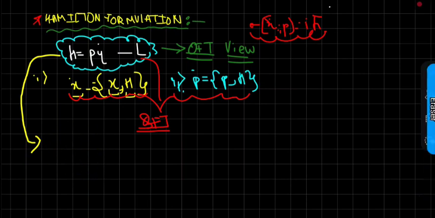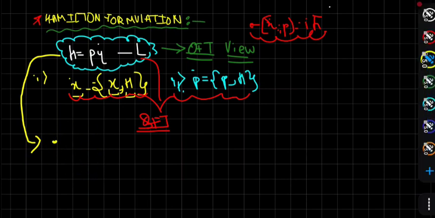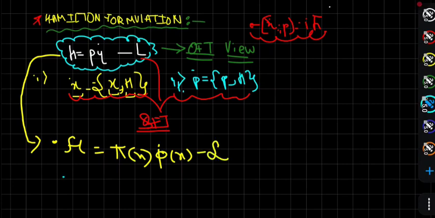This is not a perfect diagram, not a perfect word. Let me rewrite it. It is like this. Okay, so this is the Hamiltonian density, and this is defined as pi of x phi dot x minus this. Now let me explain this.